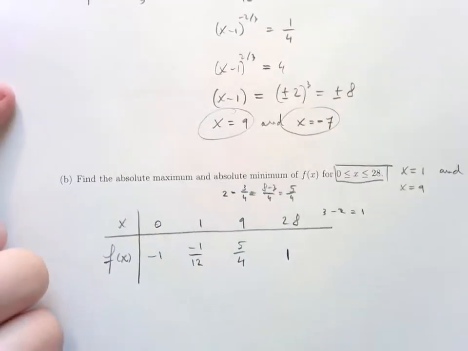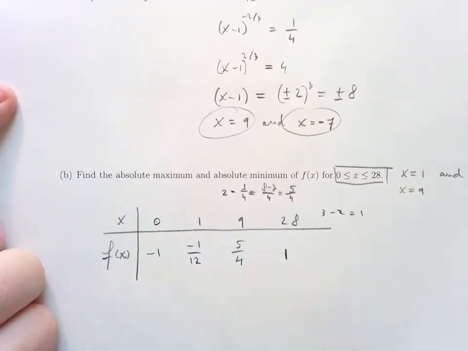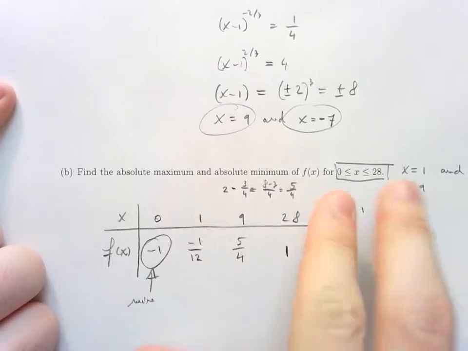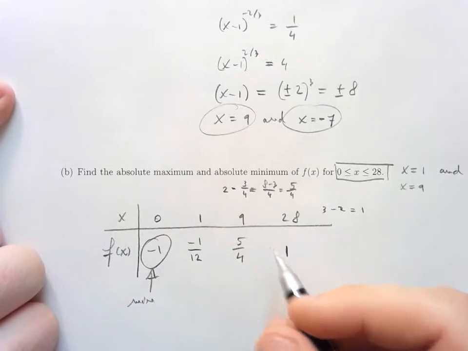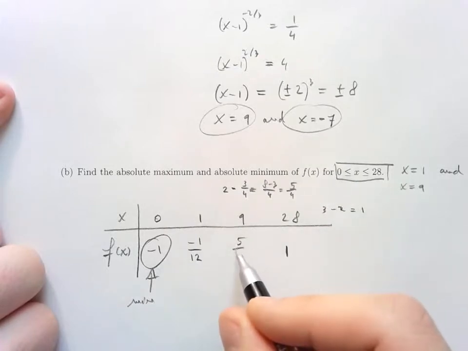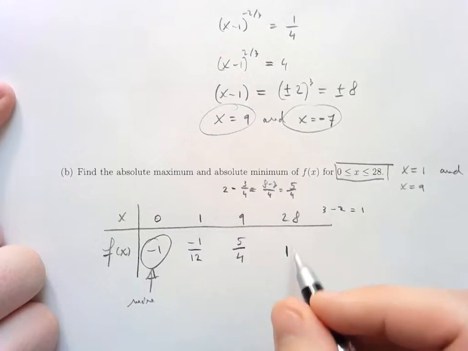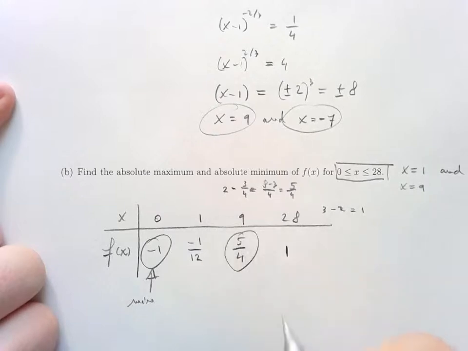Okay, and now we have this list of values. We're asked to find the absolute max and min, so we're going to have to take the smallest possible value and the largest. Now the smallest value we see is going to be this negative 1 here, so that is the min of our function, the absolute min on this interval at least. And the most positive, well, 5/4 is greater than 1, is 1 point something, and so we're going to be picking this one for the max.